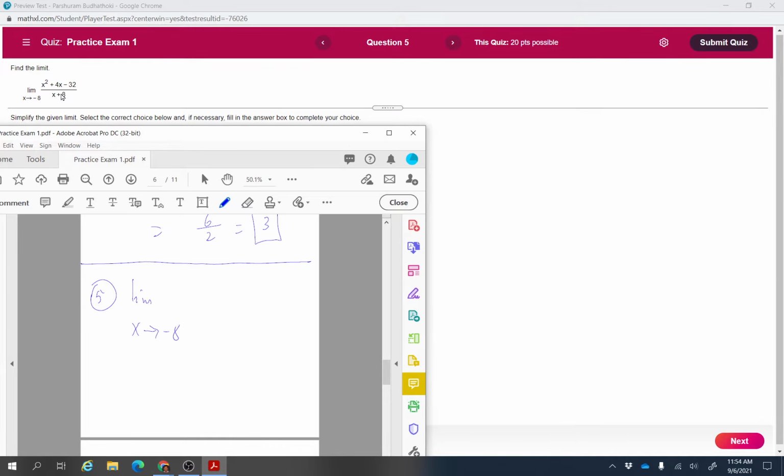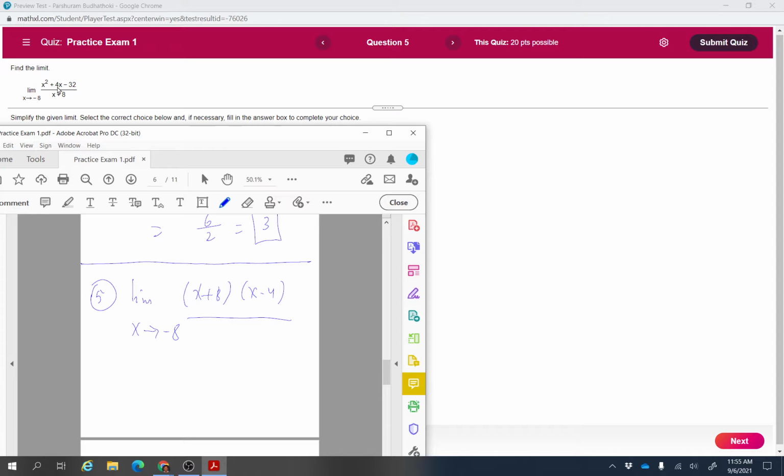If you look at the trinomial we have on the numerator, we can find the factors of this trinomial, x squared plus 4x minus 32. We need to find out the two numbers whose product is -32 and whose sum is +4. So think about the factors of -32. 8 times -4. So on the top I can write down x plus 8 and x minus 4. By doing that, this 8 times -4 gives you -32.